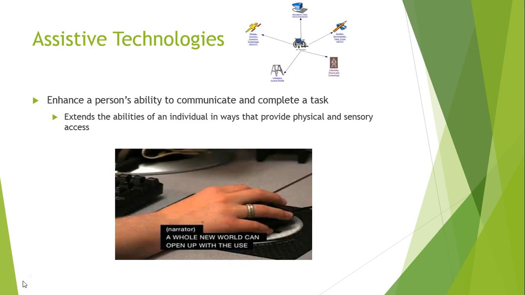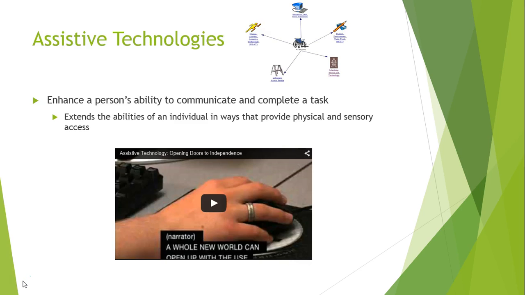Essentially, assistive technologies help a person become more independent. It helps them to communicate better and complete tasks. It provides physical and sensory access to complete those tasks or assignments that might be given. Here's a video on assistive technology.